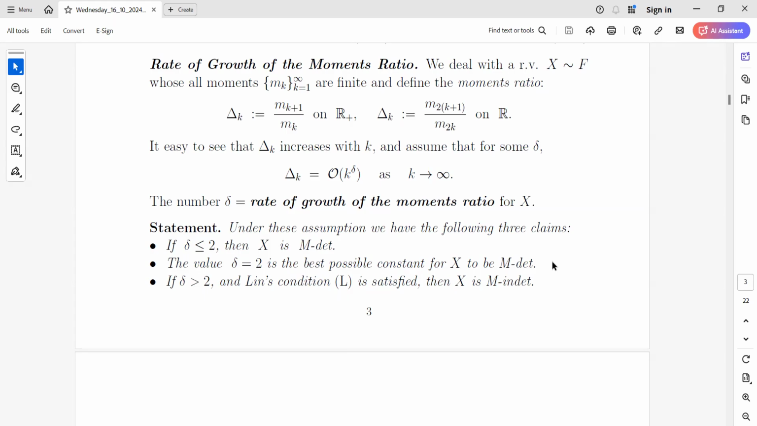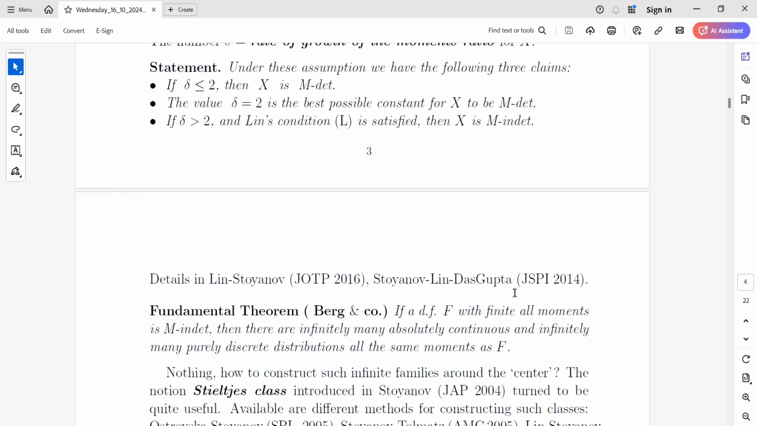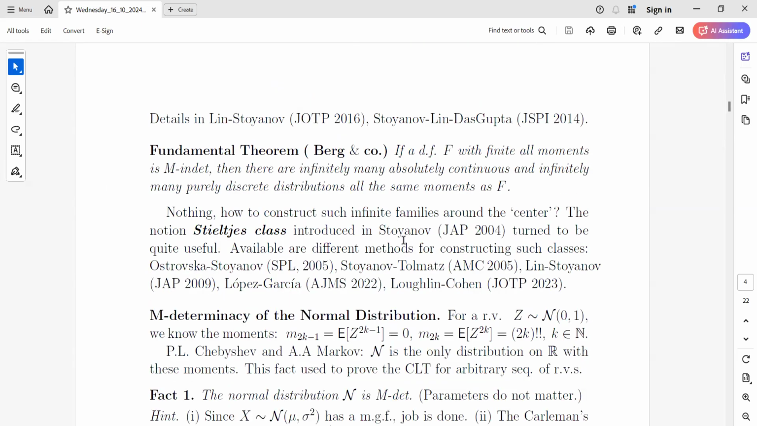We have a very tricky counterexample. And interesting, if delta is more than 2 and condition L is satisfied, then we have non-uniqueness. And again, there are some papers, etc.